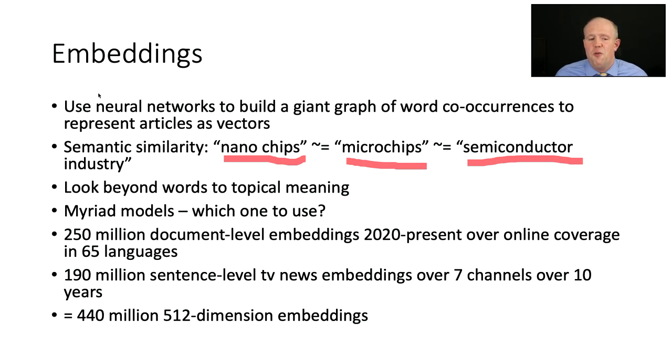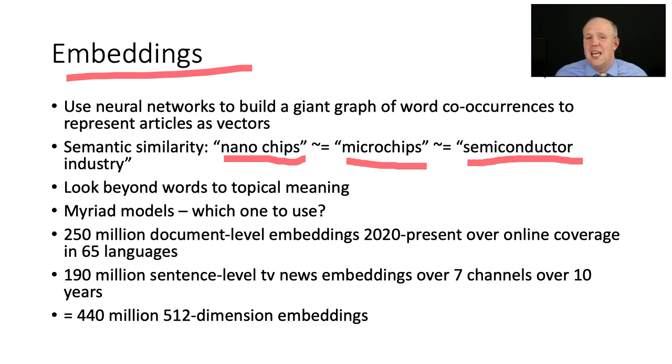Now, you may have heard of something called embeddings. Embeddings is a whole field of research right now. Essentially, they use giant neural networks to handle huge piles of content. They essentially build graphs, if you will, of word co-occurrences. So they know what words co-occur with what words.